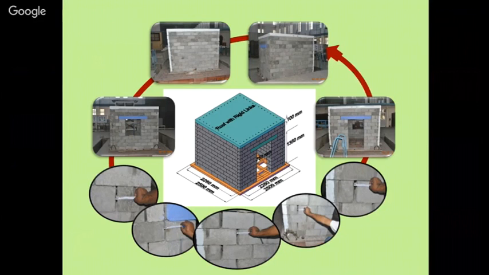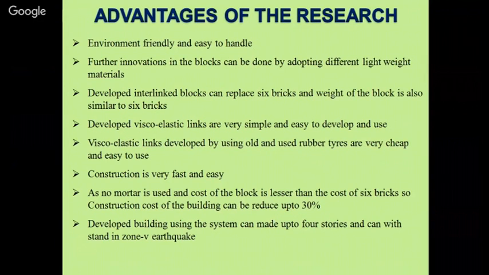And we have not provided any earthquake features, any vertical steel, any horizontal steel, any bands. We have only joined our structure with the viscoelastic links. That's it. So this is all about the technology we have developed. These are some of the advantages. In the film also, it is already mentioned that it is a very robust kind of technology.